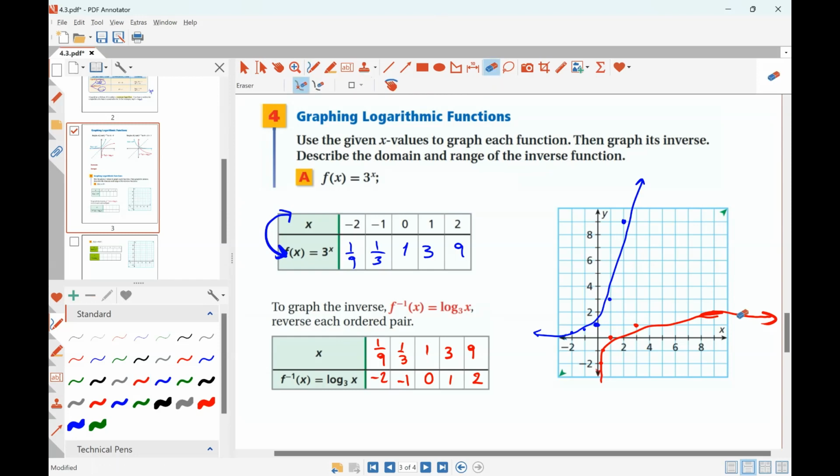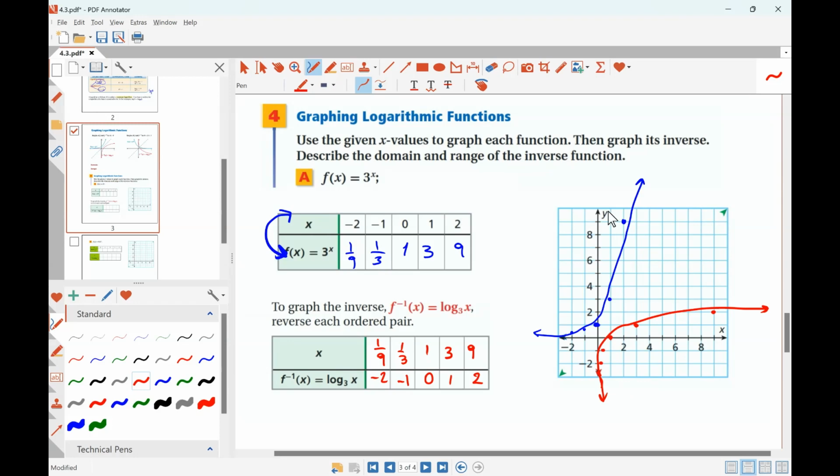I want to try this again. One more time. Okay, something like that. My function is approaching the y-axis, never touching, never crossing it, and it's rising from left to right. So that's how the exponential growth function and the logarithmic growth function look.